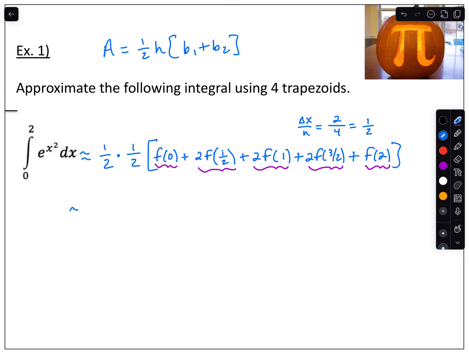So if I multiply here on the outside, I have a half times a half, which is a quarter. Just going down the line, I'm not sure how much of this we're going to have to plug in a calculator anyway, but let's just practice simplifying some. So f of 0, I know the function is e to the x squared. If I plug in 0, e to the 0 is going to be 1, plus 2 times, if I take a half and dump it into the function, this will be e to a quarter, plus 2 times e to the first, plus 2 times e to the 9/4, since fractions multiply straight across, plus e to the 4th.